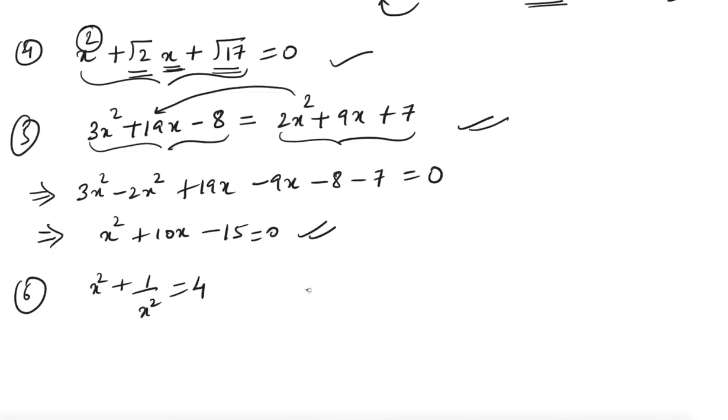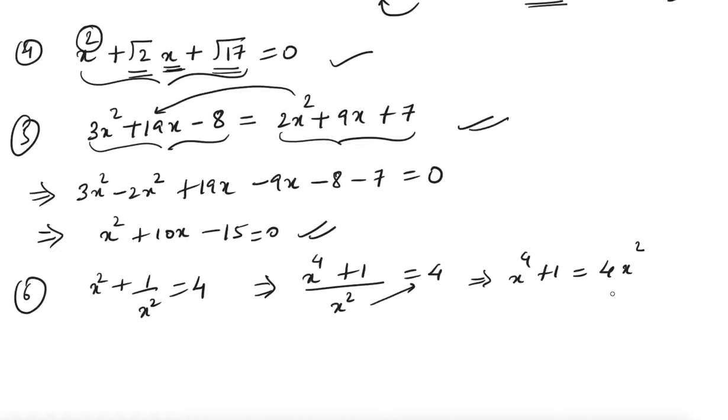Let us simplify. Let me take the LCM. x square into x square will become x to the power 4 plus of 1 is equal to 4. Now I'll cross multiply. So this becomes x to the power of 4 plus of 1 is equal to 4x square. I'll make this term come this side. So it becomes x to the power of 4 minus of 4x square plus of 1 equals to 0. Now what is the degree of this equation?